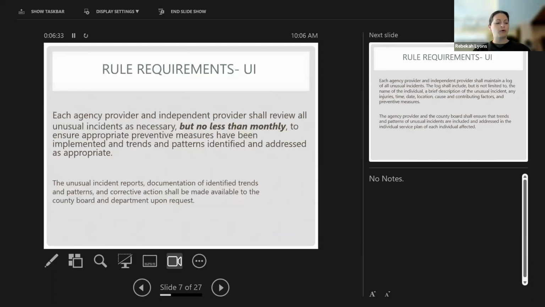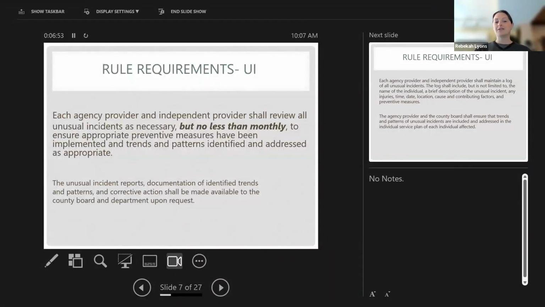So going to the rule requirements for the UI logs, every agency provider and independent provider needs to review these at least monthly. So we need one for each month of the calendar year. You need to be doing that whether we ask for them or not. That's in the rule. And part of that is to ensure that the preventive measures have been taken.